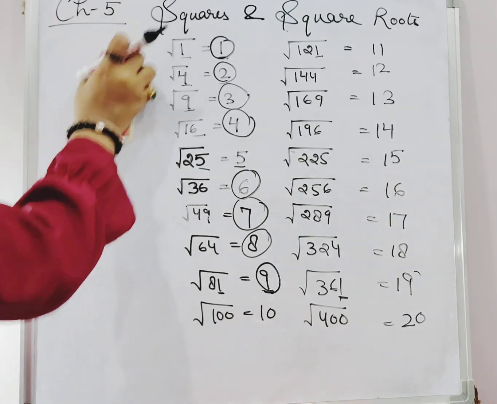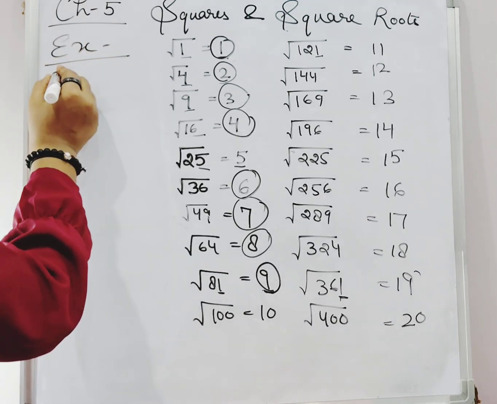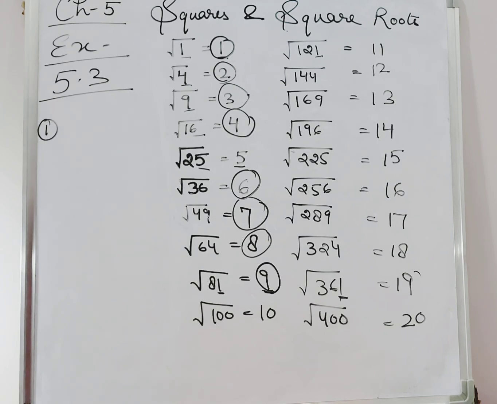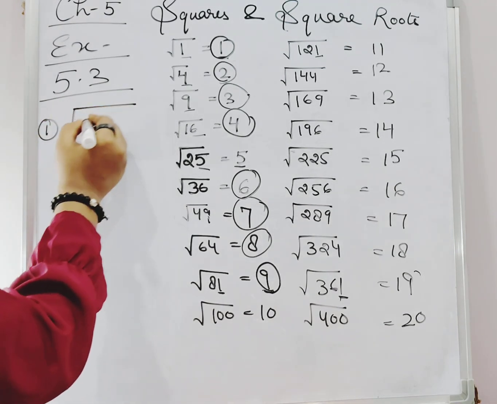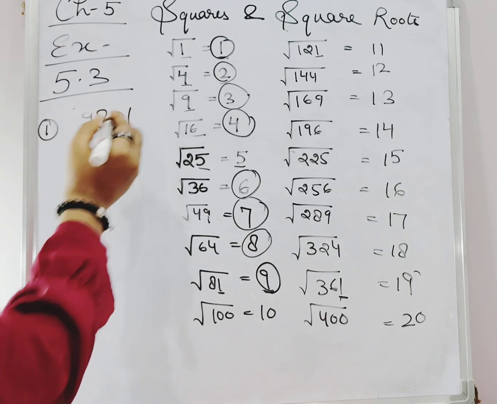So let's get started with the exercise, exercise 5.3. The first question that is given: 9801. You have to find not the square root, but just the ones digit place number, right? What could be the possible ones digit of the square root of each of the following numbers? That is given 9801. You have to find only the ones digit.